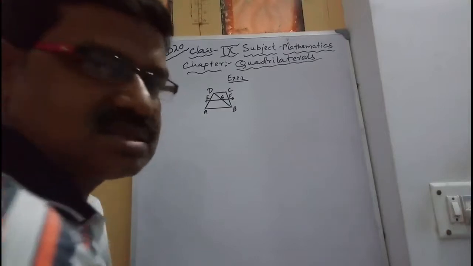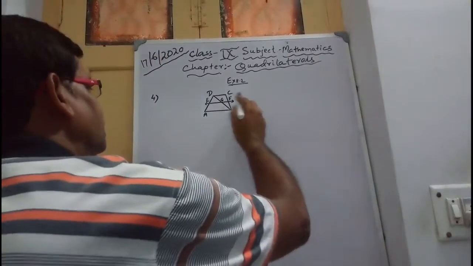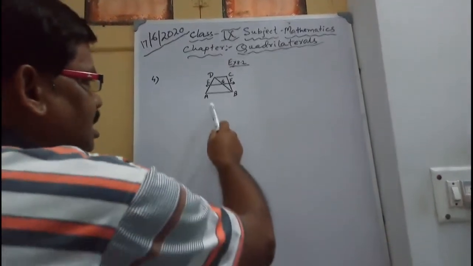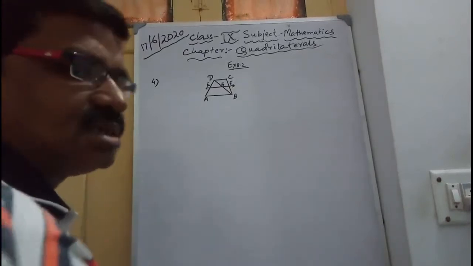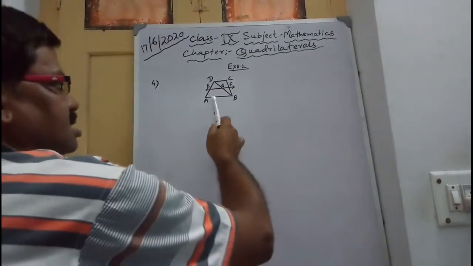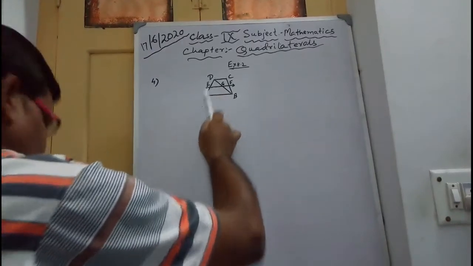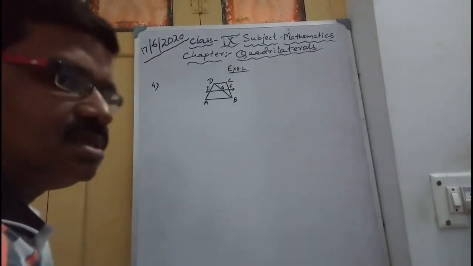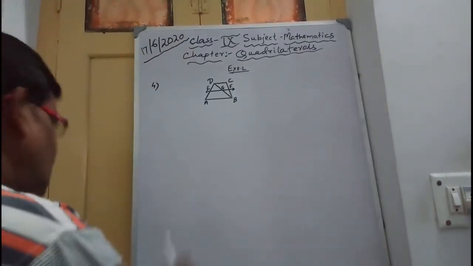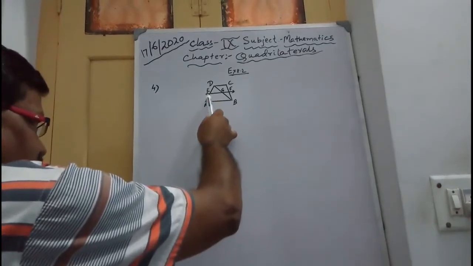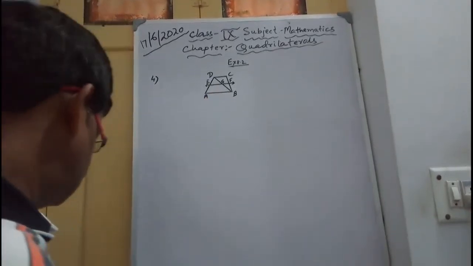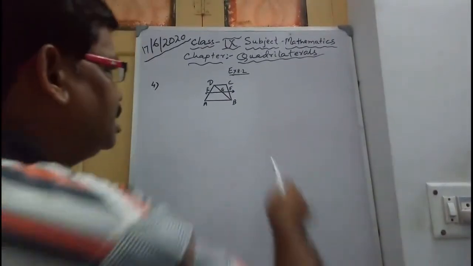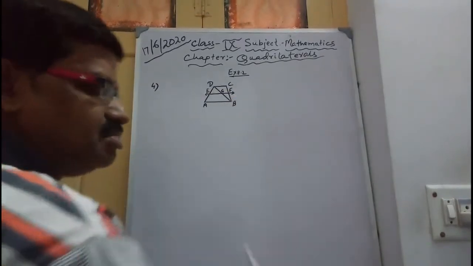Chapter quadrilaterals, exercise 8.2, sum number 4. In this sum, ABCD is a trapezium. AB is parallel to CD and BD is a diagonal. E is the midpoint of AD. Now, here we have to prove that F is the midpoint of BC.